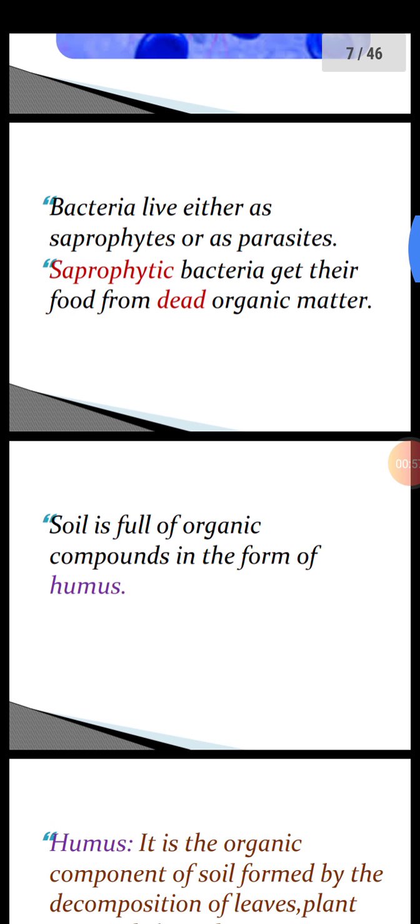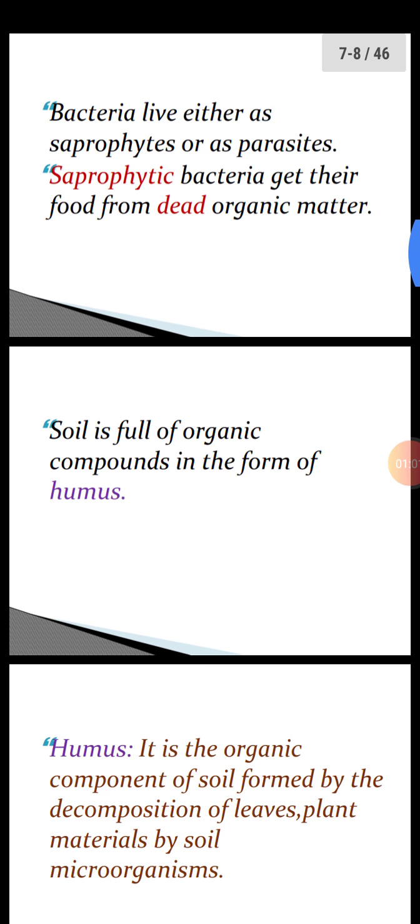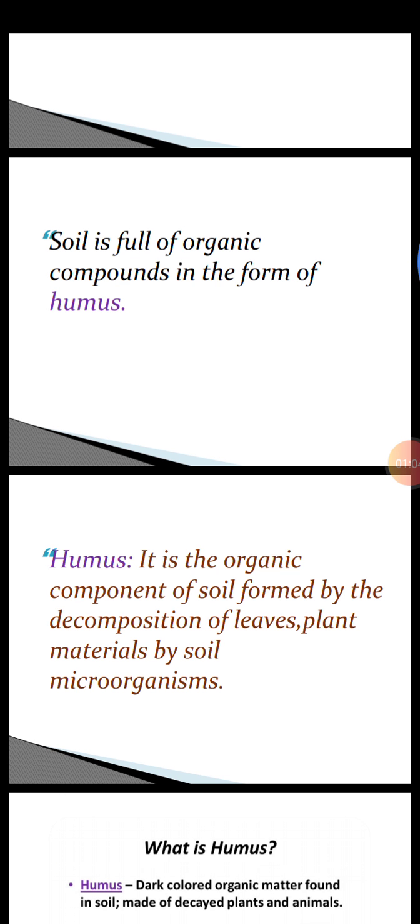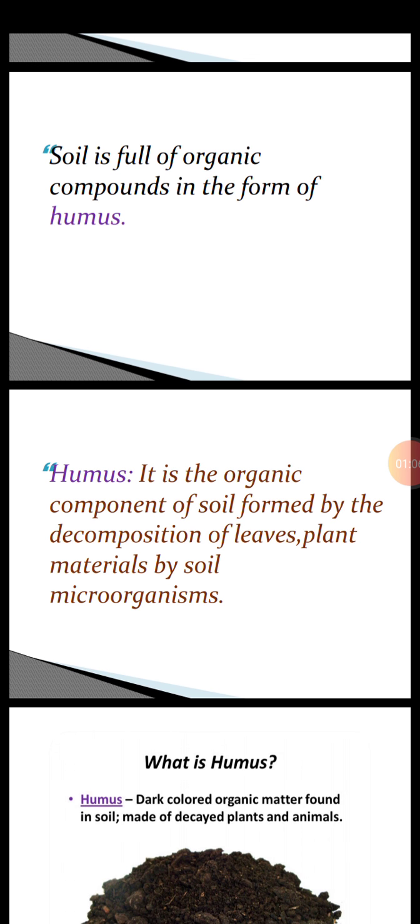Soil is full of organic compounds in the form of humus. Now, what is it? It is the organic component or part of soil formed by decomposition, breakdown of leaves and plant materials by soil microorganisms, just like bacteria.